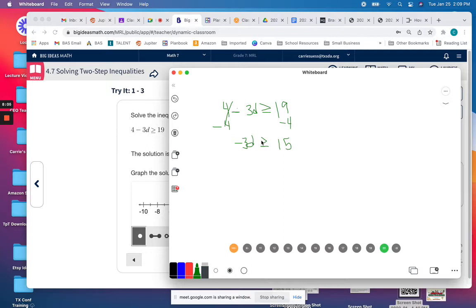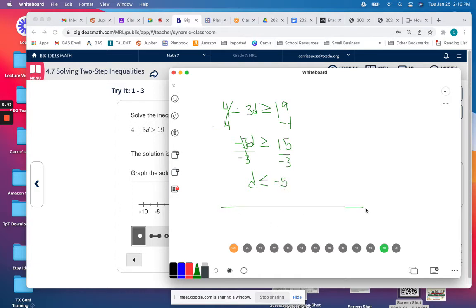Okay, so now to get the D by itself, how do I move that -3? You divide, because it's multiplying. So we're going to divide by -3. So then D, do I change the sign? Yes, because we divided by a negative number, so the sign flips. Okay, what is 15 divided by -3? -5.